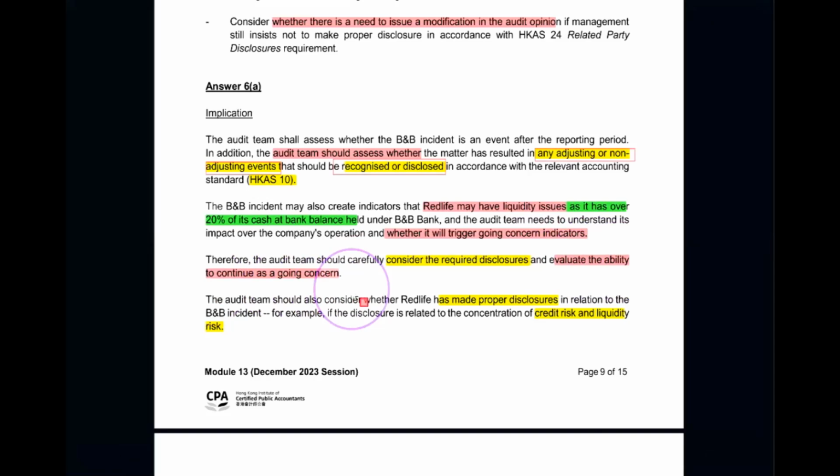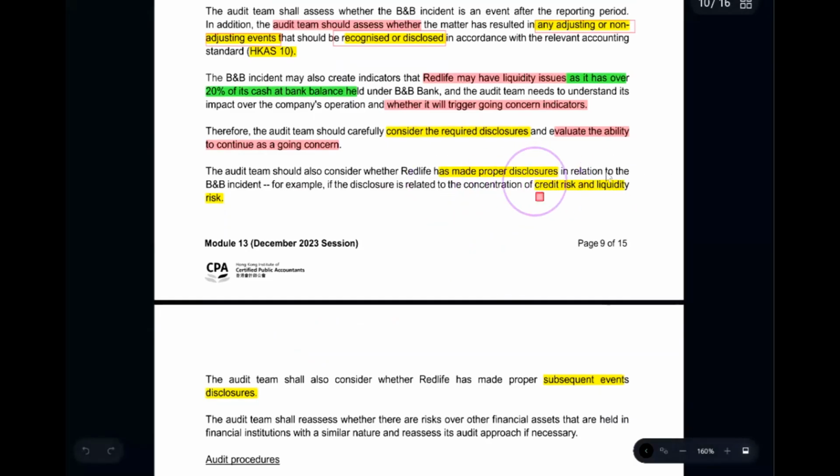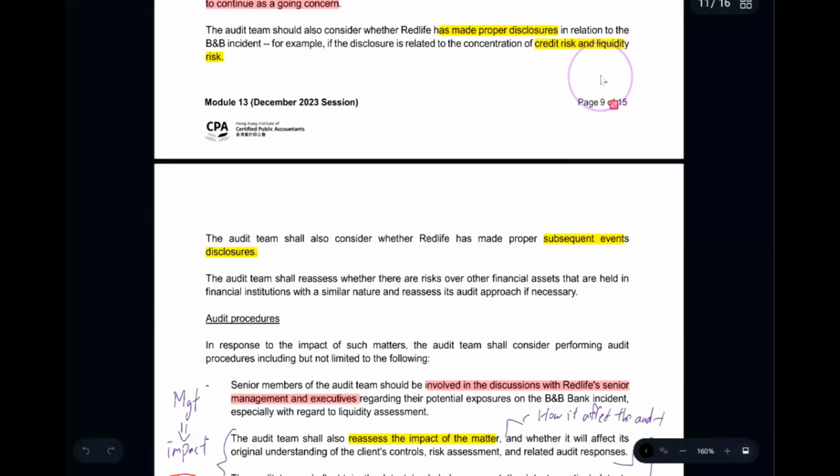If I say 80% in this case, then obviously it is a very significant problem. You will have to disclose it. But for 20%, because it asks you the implication, you need to say things like whether we need to disclose and what is the required disclosure. And eventually consider whether proper disclosure has been made, regarding credit risk and liquidity risk, etc.